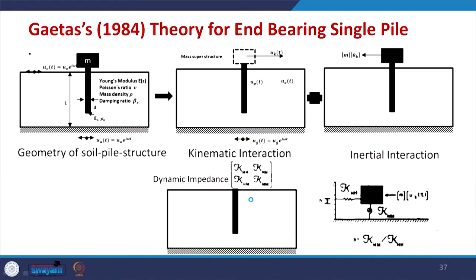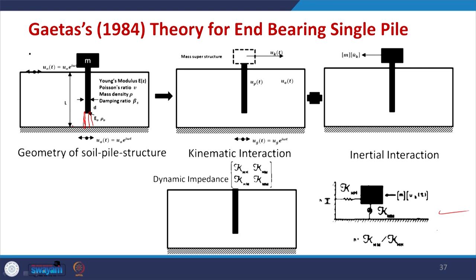See, the complete problem is given in figure 1, part 1. What do you have? You have a single pile. Here the pile appears to be floating, but this is not actually a floating pile; it goes up to the end. So, this is an end bearing pile basically, and the theory itself is for end bearing piles. That means the pile rests at the end.